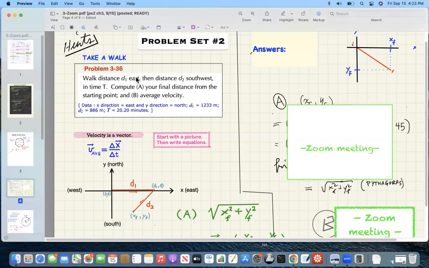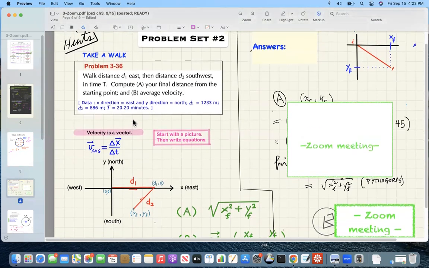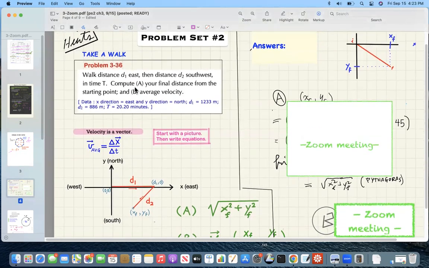So you have to be a little careful to distinguish between vectors and scalars. Distance is a scalar. Velocity is a vector. So we always do these problems in the same way. The first thing we do is draw a picture. So start by drawing a picture. You start at some point, you walk east, that's the x direction, by a distance d1. So now you're at the position d1, 0. And then you walk southwest. Well, this is southwest for a distance d2.